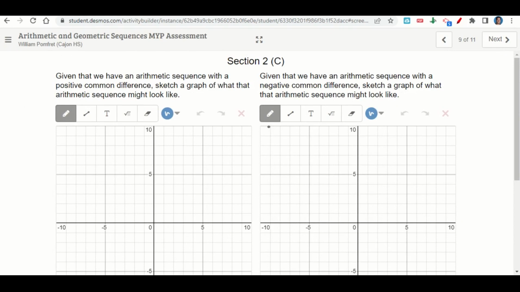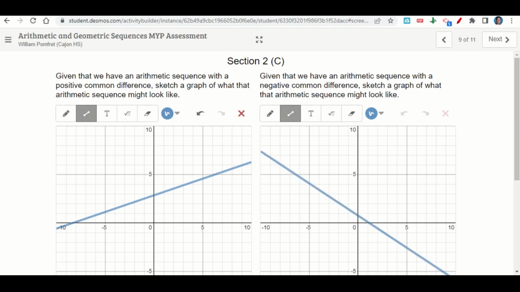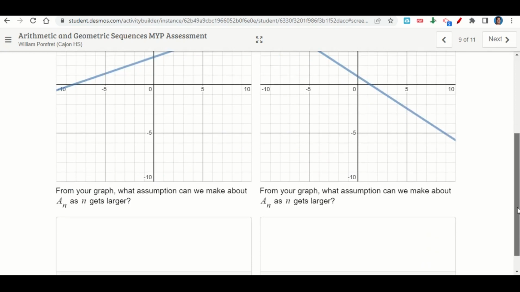It says, given that we have an arithmetic sequence with a positive common difference, sketch a graph of what that arithmetic sequence might look like. Well, we know that it's going to form a straight line, so I can just do something like this. For this one, it says we have a negative common difference. So that means it's going to go down. So we go ahead and sketch our graph this way, and that forms our negative difference.